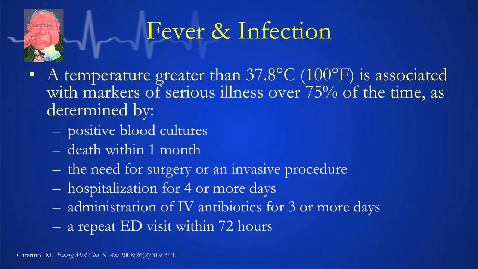A temperature greater than 100 degrees Fahrenheit is associated with markers of serious illness over 75% of the time, which means if they have that fever in the emergency department, they're going to have positive blood cultures, death within 1 month, the need for surgery or an invasive procedure, hospitalization for 4 or more days, the administration of IV antibiotics for 3 or more days, or a repeat ED visit within 72 hours. So these are things that are commonly associated in the elderly if they have that temperature in the emergency department.